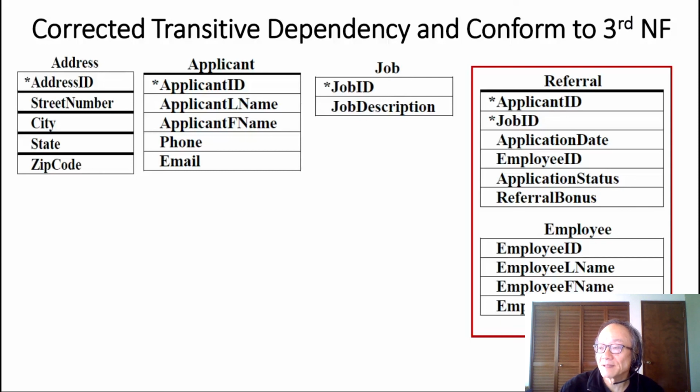Just keep in mind the normalization process is iterative. Whenever we make a change, we need to go back to the very beginning of the process just to make sure when we correct something, we do not introduce any new issue.